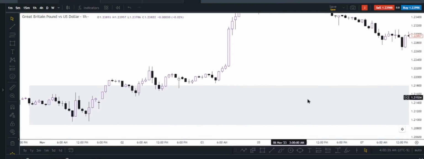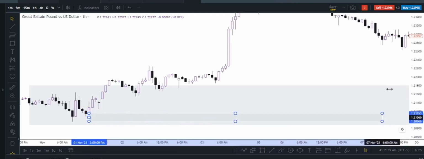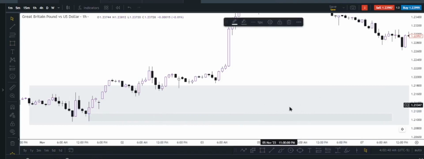Remember, this is the demand zone that we marked on the daily time frame, and I said to you, this demand zone can be refined. This is the refinement of that daily demand zone, this one. That is the only refinement we can have on this daily demand zone.